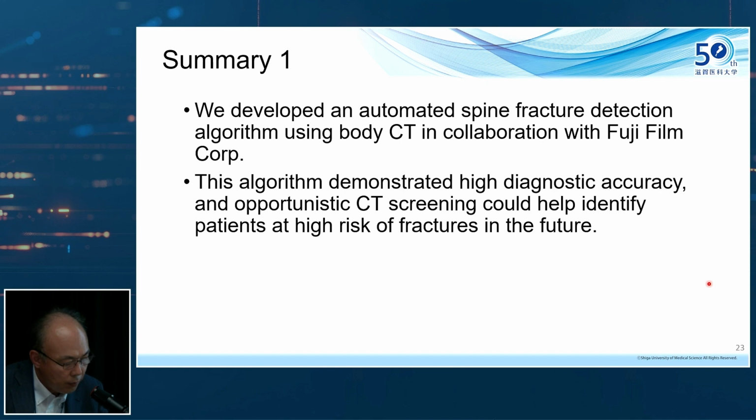As a summary, we developed an automatic spine fracture detection algorithm using body CT in collaboration with Fujifilm Corporation. This algorithm demonstrates high diagnostic accuracy, and opportunistic CT screening could help identify patients at high risk of fracture in the future. I think this algorithm will be commercially available within this year. I heard from Fujifilm.